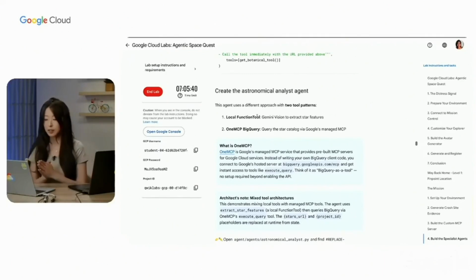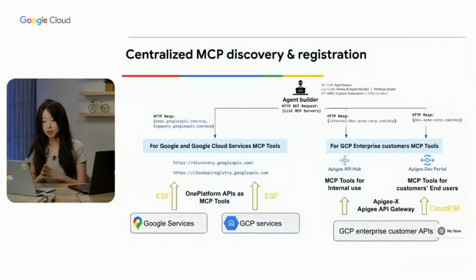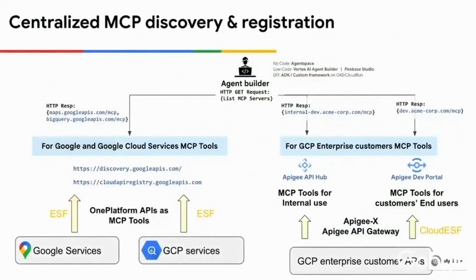So if you take a look at the screen right now, we want to do the MCP discovery and registry. Usually, if you're building the MCP server yourself, like what we just did, you're creating your own logic with a FastMCP server, right?